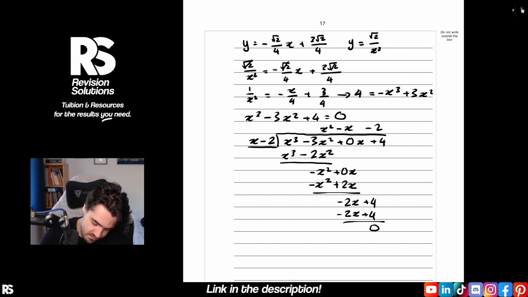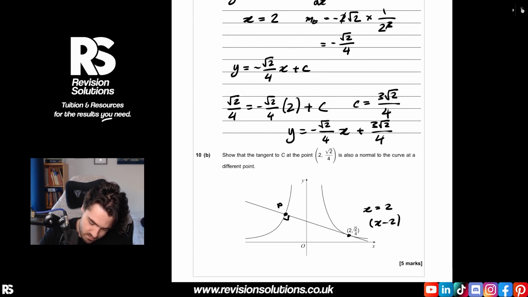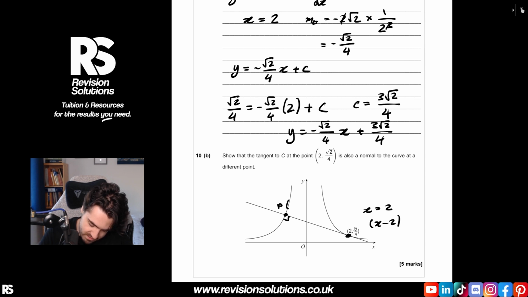So we know the factors worked. Now our equation must factorize to x minus 2, and then x squared minus x minus 2 equals 0. But x squared minus x minus 2 factorizes further to x minus 2 times x plus 1. So plugging that in, we'd have x minus 2 squared times x plus 1. So the solutions would be x equals 2 or minus 1. Well, we already knew that 2 from before, so that's that one there. So this point P must have an x-coordinate of minus 1.